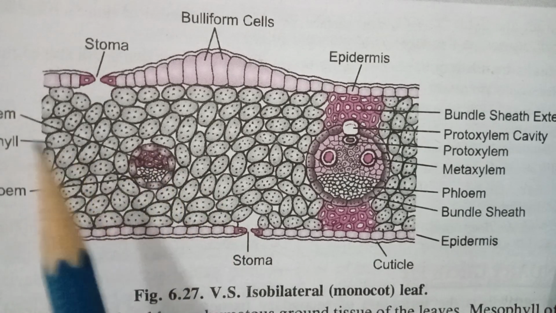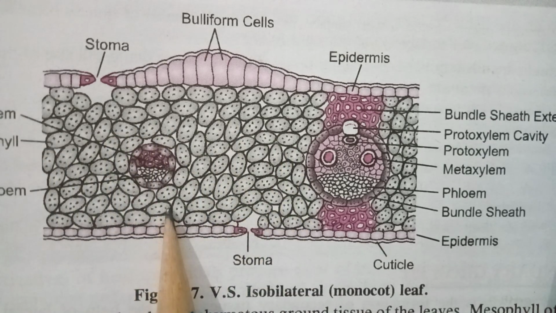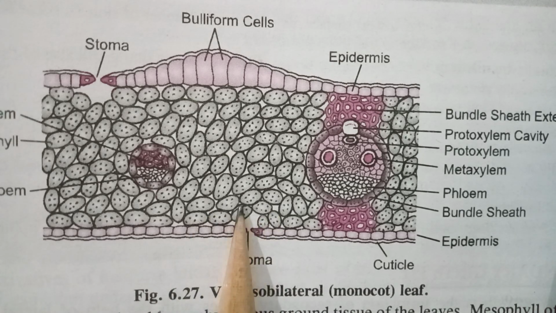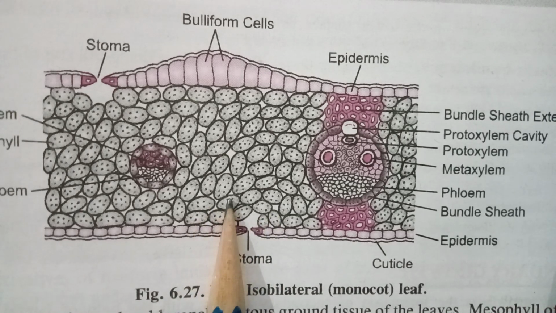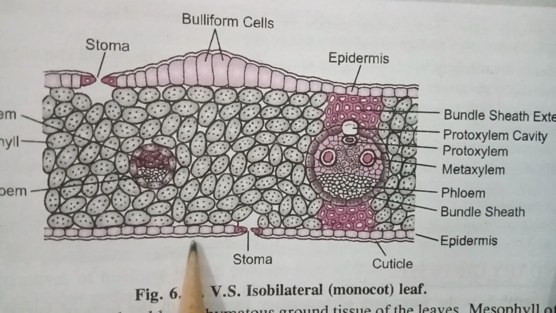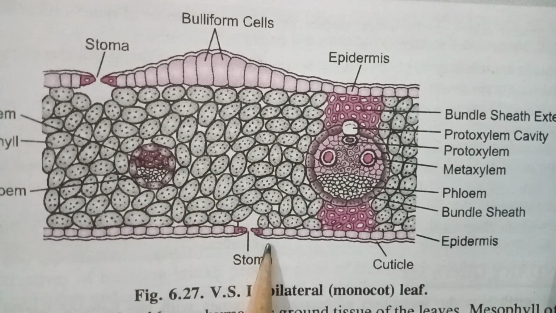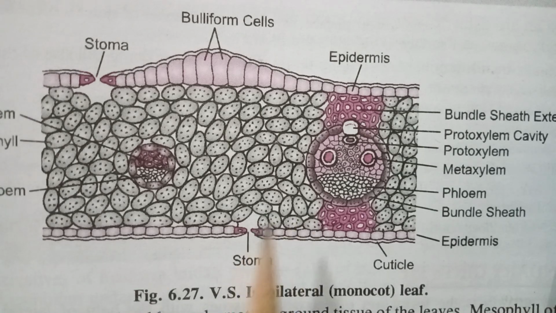Then after that we come to the mesophyll cells. Here the mesophyll cells are all similar, oval or round shaped structures, and small intercellular spaces are present. They contain abundant chloroplasts and so they can perform photosynthesis. Then next is the vascular strand, which consists of xylem and phloem tissues.